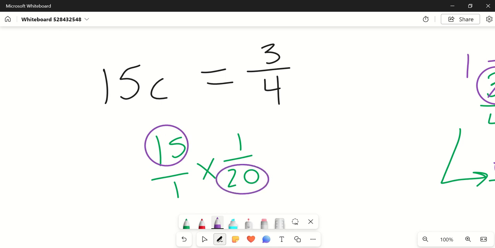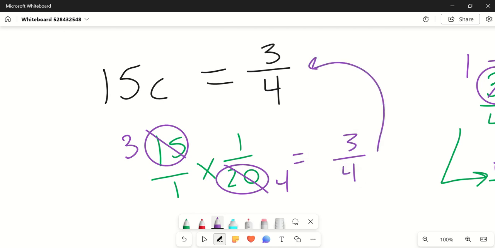15 and 20 have what in common? So if I divide these both, 20 would become what? 20 divided by 5 is 4. So this would become 3/4, which is correct. So we did it right.